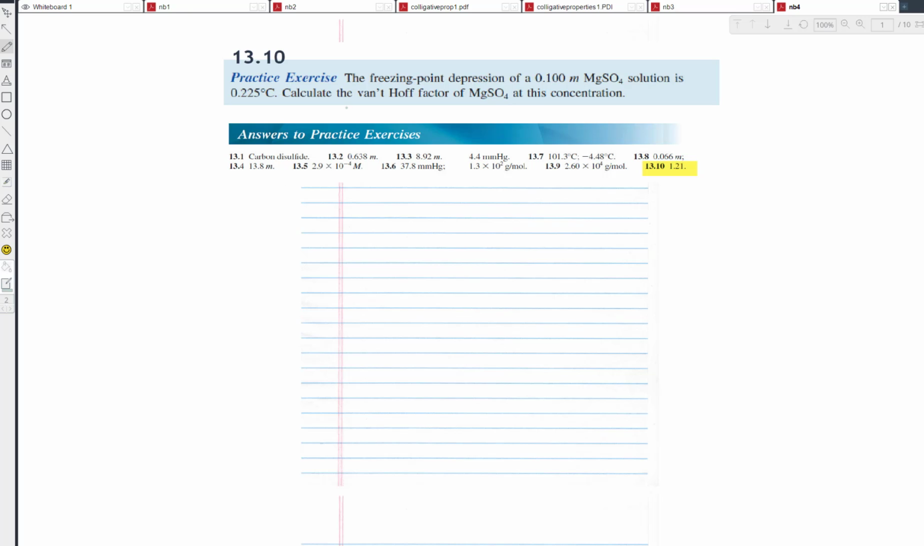When I was approaching this problem, I was like, I'm gonna have to use delta TF is equal to i KF molal. Okay, what do I have to work with? I have delta TF, which was this right here, and then I have the molality right here. I need to figure out i.